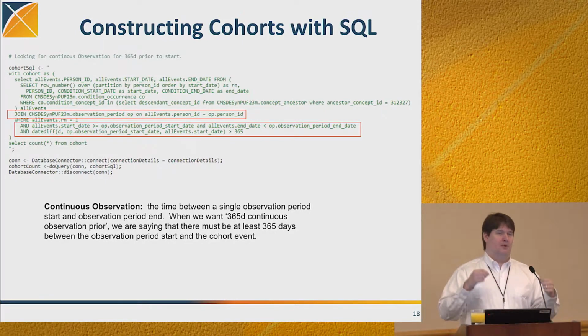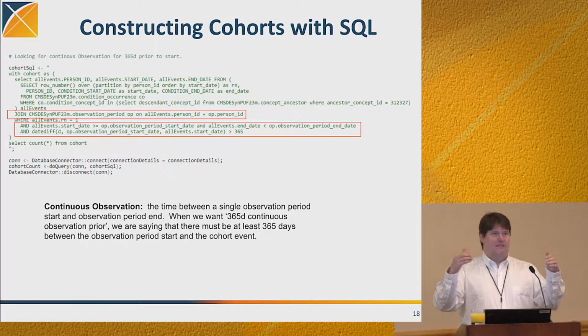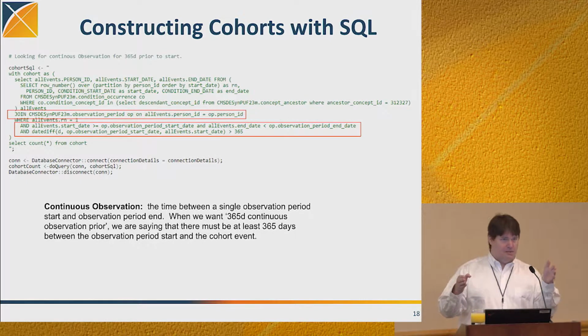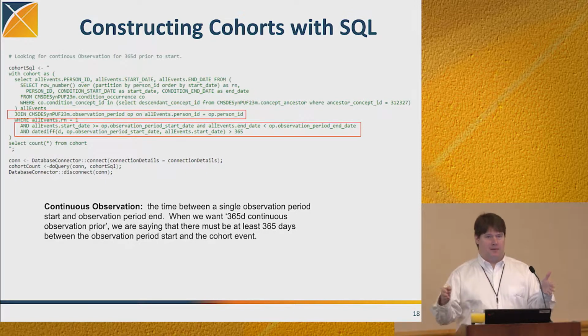So a continuous observation means that if you take an observation period and you find a moment in time within an observation period, the continuous observation is from that moment back to that observation period's start date. To put it another way, observation periods are used to establish when you're asserting that you have no gaps in observation of a given person between the observation period start date and the observation period end date.